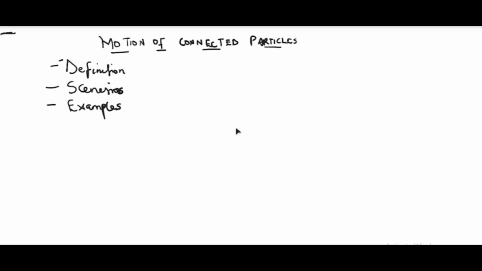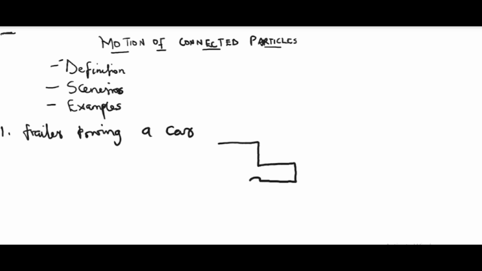Now we have three scenarios of these connected particles. Scenario one, we have a trailer towing a car. Just like the example I mentioned earlier, we have a trailer towing a car. This is something very common. It's something we see often. So whenever you're on the road, watch out for this. So now let's say we have the trailer or the truck somewhere here. It's usually a truck.